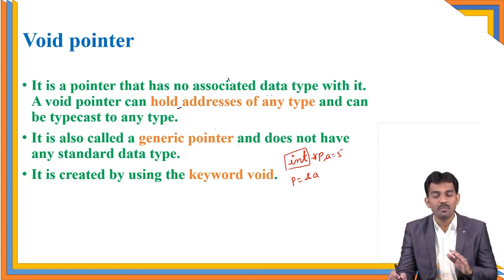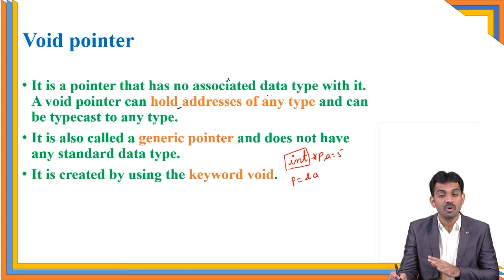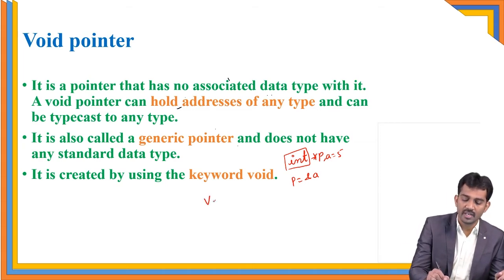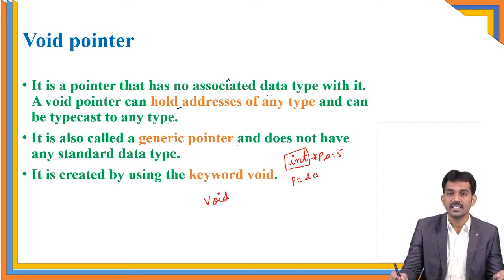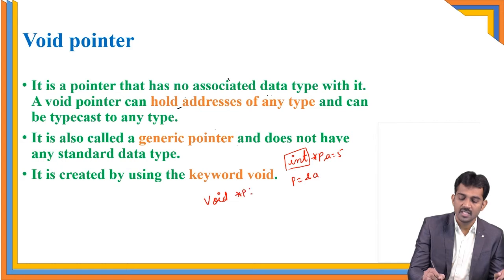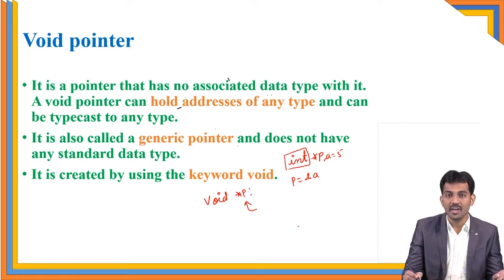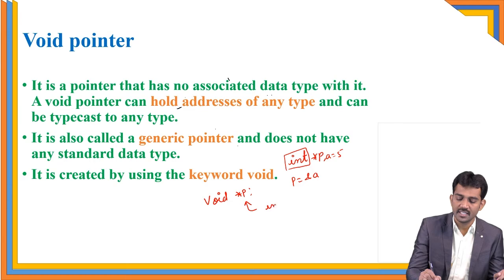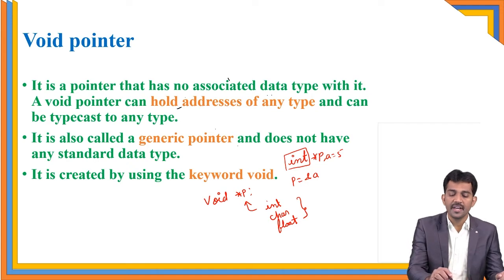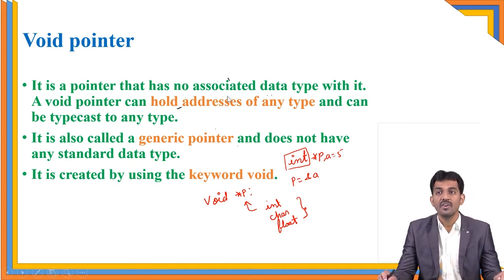If you want to create a generic pointer that can store all kinds of data types, then the keyword is void. Void is a type. So void *p means p is going to store any kind of data. It can store integer, char, float, double, whatever it may be. All the types it can store. That is the purpose of the void pointer. It is a pointer that has no assigned data type with it.